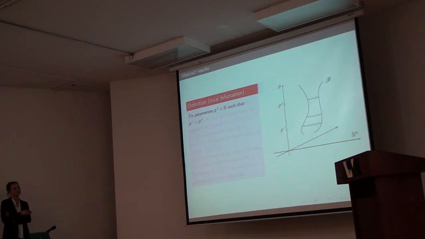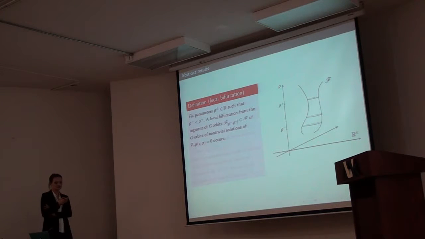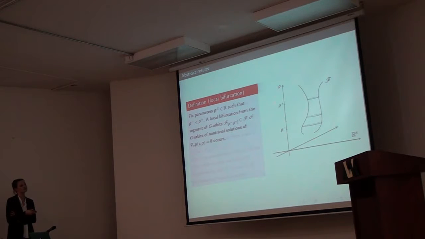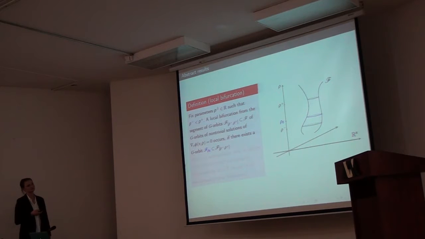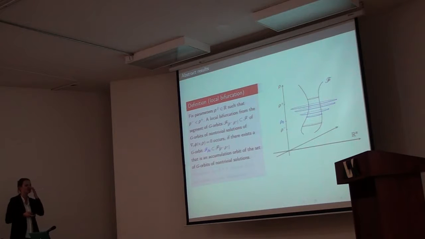And right now, we choose two levels in the space of parameters. So we choose rho minus and rho plus, two levels, and we say that local bifurcation of non-trivial central configurations appears from this part of the family, so between levels rho minus and rho plus. So what are the non-trivial solutions? The family F is called trivial. So the other solutions, we will call them non-trivial solutions. And we say that a local bifurcation occurs between these levels if we can find a level, for instance rho zero, between rho minus and rho plus, such that this orbit at the level rho zero is an accumulation orbit.